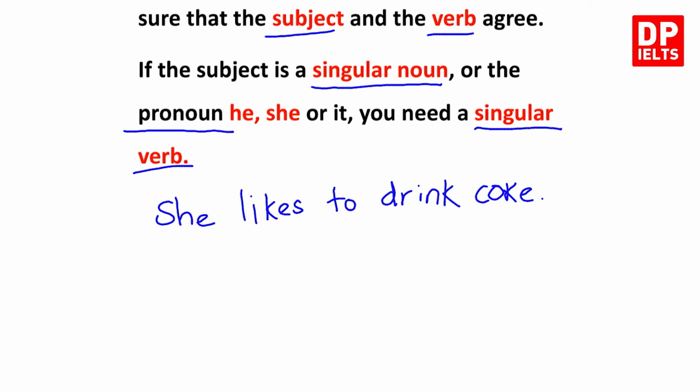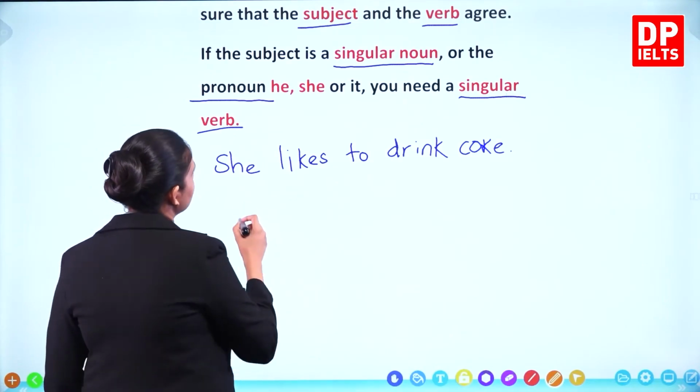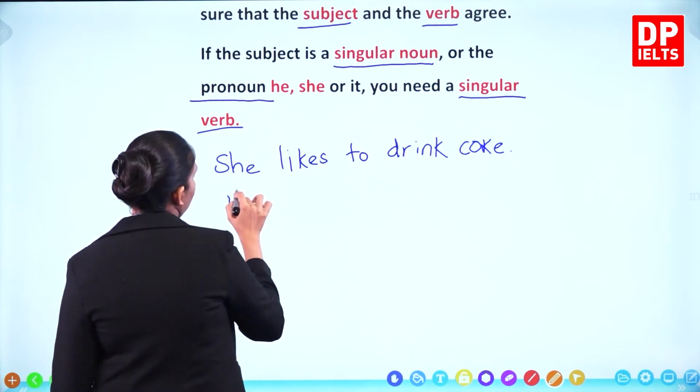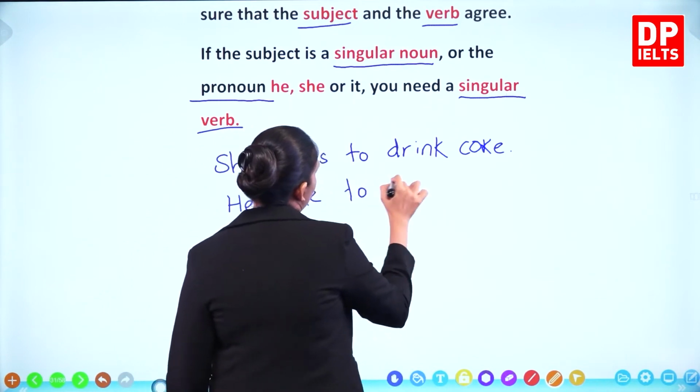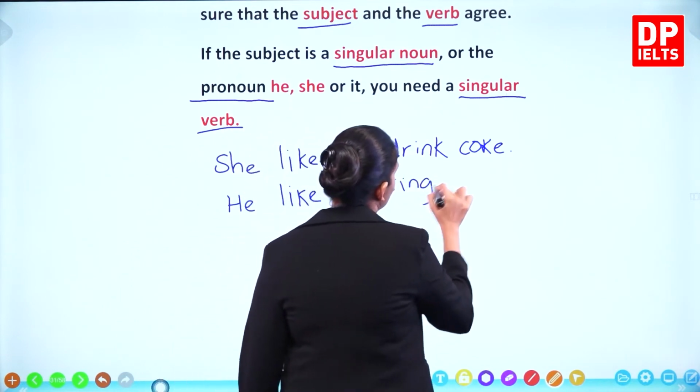So she likes to drink Coke. Next you can say he likes to sing songs.